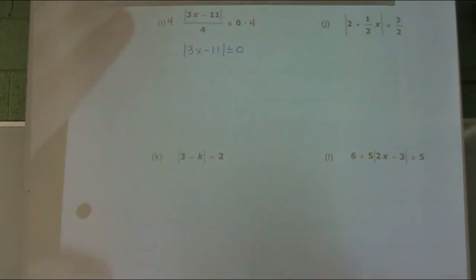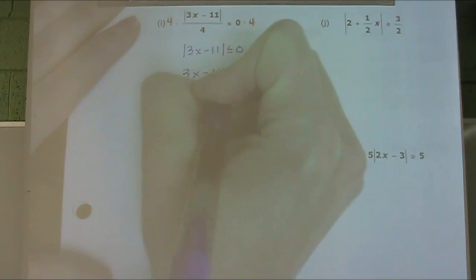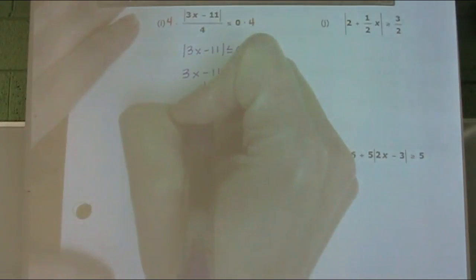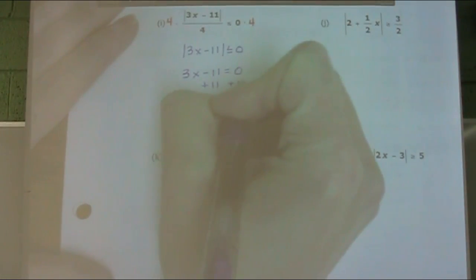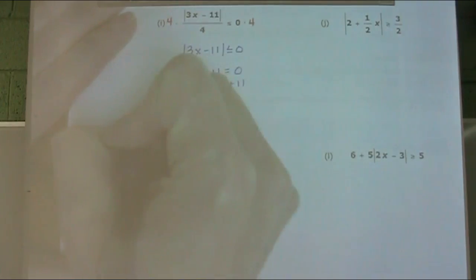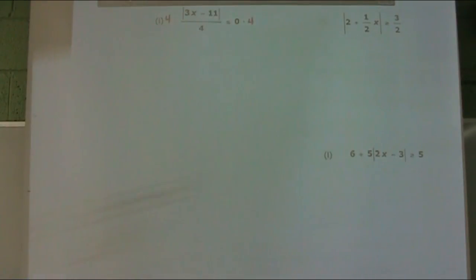So let's go back to this, and all we have to do is set 3x minus 11 equal to 0 and solve. Add 11 to both sides, and I have 3x equals 11. Divide both sides by 3, and I get x equals 11 thirds. That is my only solution. Now, if we go back to this chart, if I have absolute value less than 0, can absolute value ever be less than 0?